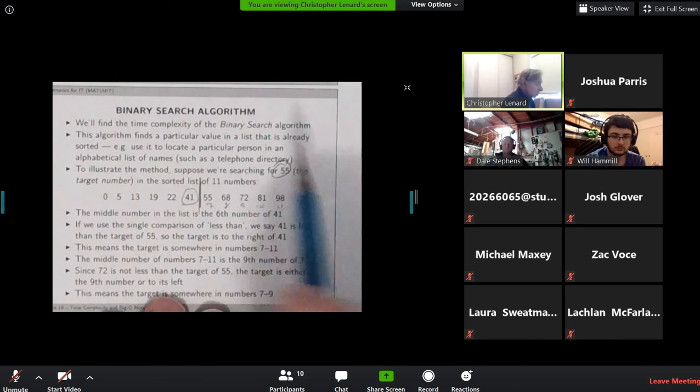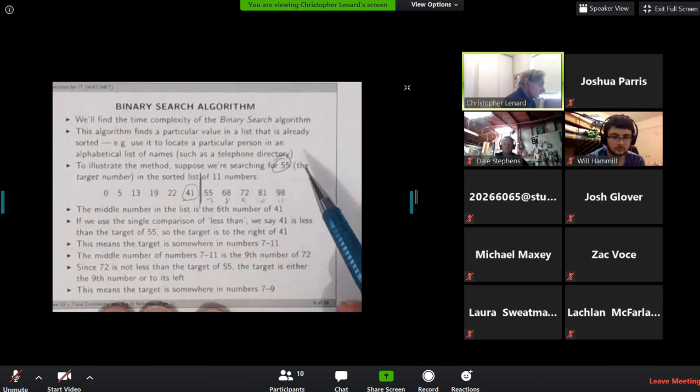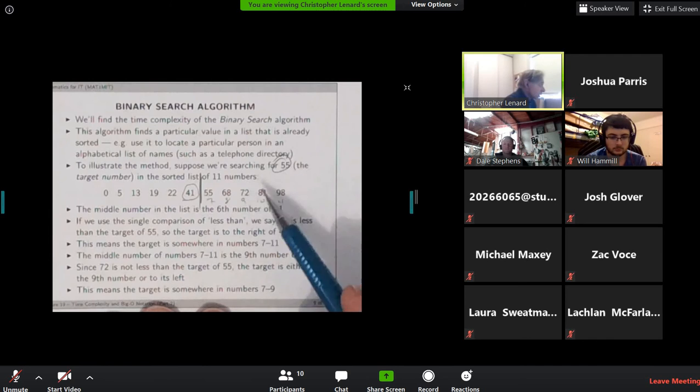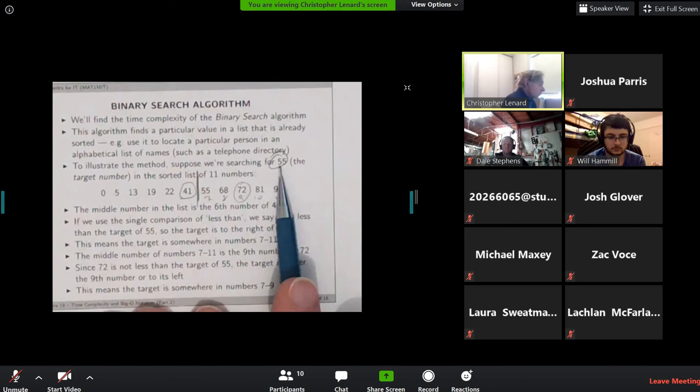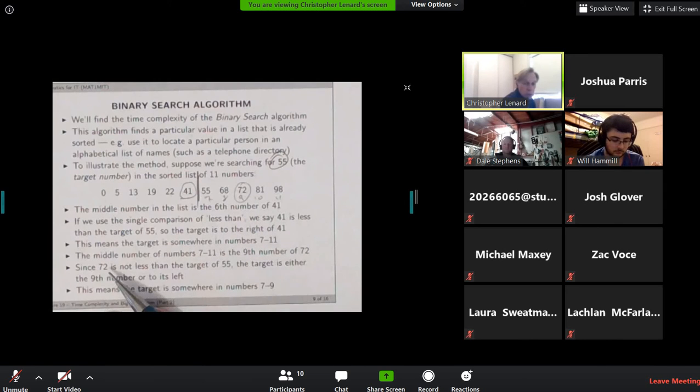So let's do the binary. Binary just means split into two in this particular case, or why it's sometimes called divide and conquer. So what's the middle number of this list? Well, it's now 72. So you ask yourself, 55 is less than 72, or better still, 72 is not less than the target of 55.